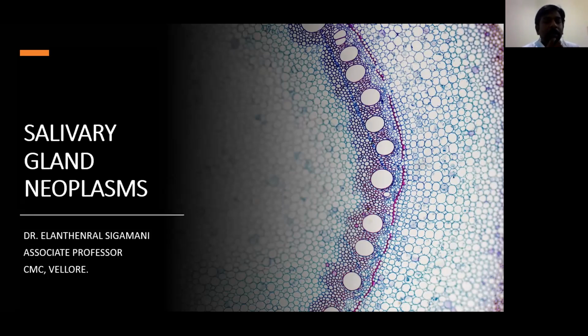So today I will be dealing with salivary gland neoplasms. Even though for you guys at this level, in pathology as such, regarding salivary gland tumors, you need to know mainly about pleomorphic adenoma and Warthin tumors. These are the two main tumors. You must be knowing it. You may get short notes or something like that.